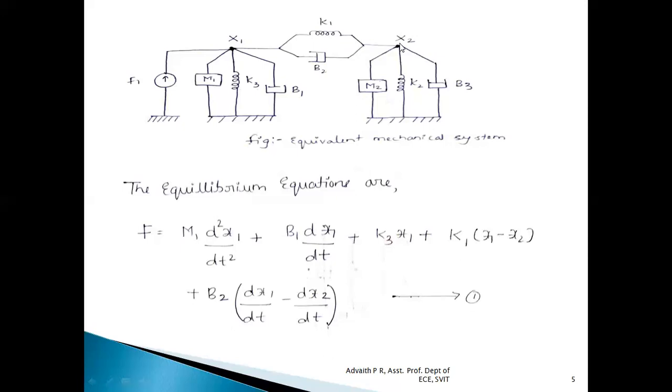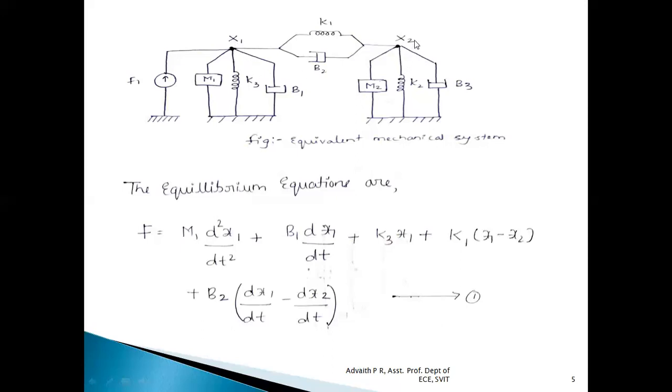Hence, we will write the equation as k1 into (x1 minus x2), plus the force because of this damper b2, which is proportional to velocity. Hence, the equation will be b2 into (dx1 by dt minus dx2 by dt), which is the velocity with respect to mass element m1 and velocity with respect to mass element m2. So this will be the first equation with respect to node x1.